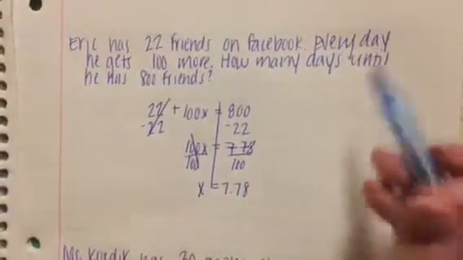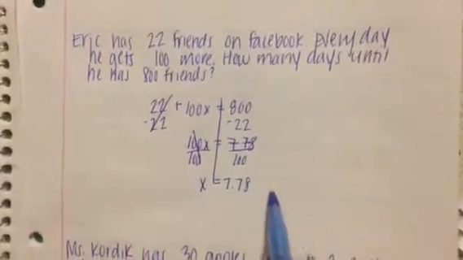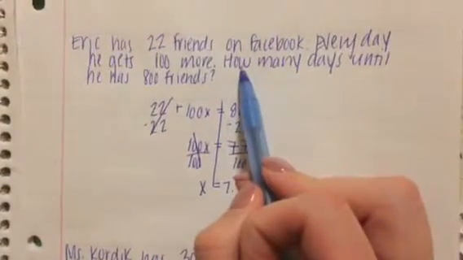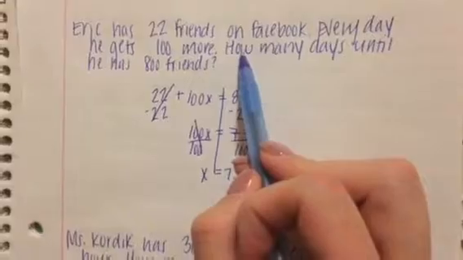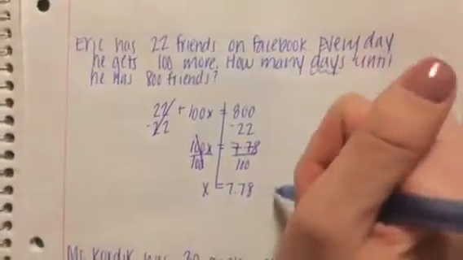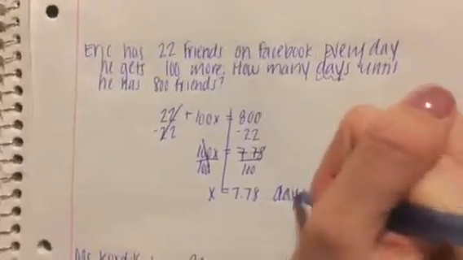Now my last step is to make sure I have my label because I'm not sure what I'm talking about right now. So I come back to my word problem, it says how many days. So my label is going to be days.